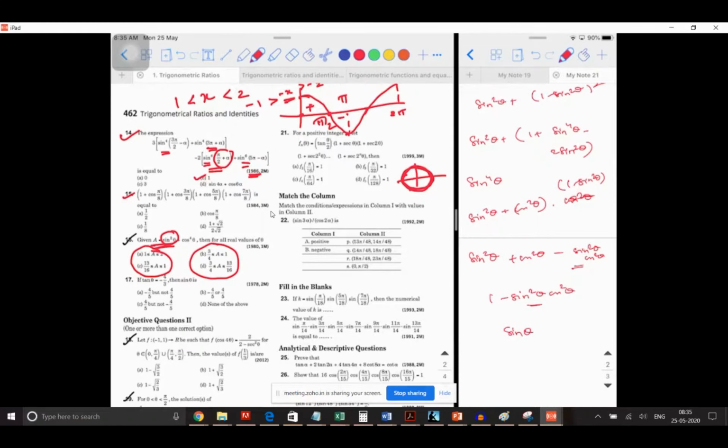Sin theta into cos theta. What is going to be the range of it? It's less than or equal to 1 by 2, and greater than or equal to... I forgot that value. But how did you know that it is going to be 1 by 2?